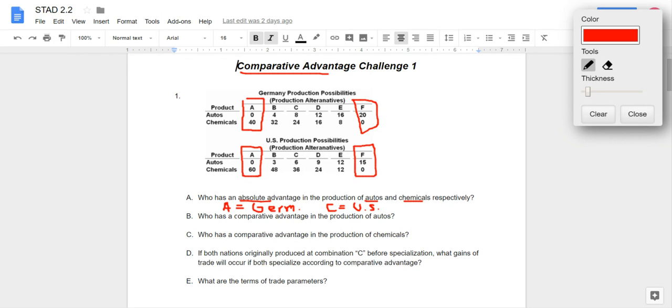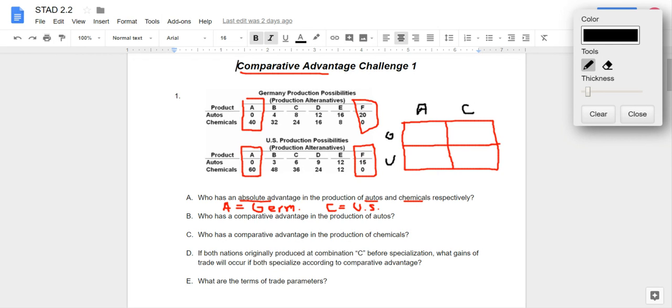Okay. Next question asks about comparative advantage. And so that should be a key to you that you need to chart it up. I'm going to come over here and draw my chart. The chart never leads you astray. There are other ways that you can do this, but I've seen students get tripped up when they try other things. So the chart is very, very helpful. Okay, so we put our products up here. So this is product auto, and these are our chemicals. And then down here, we've got Germany at the top, and we've got the United States at the bottom.